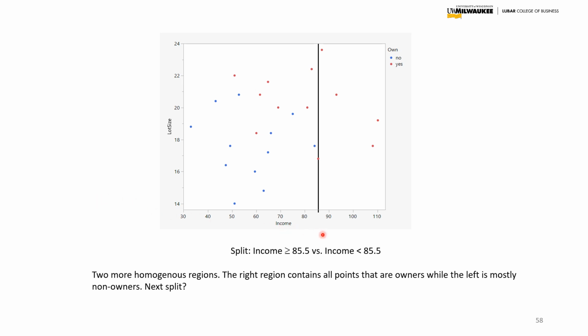We'll see that JMP will pick for this data set at the first step a split of income greater than or equal to 85.5 versus income less than 85.5. You see visually that for income greater than or equal to 85.5, which includes this point on the line, all the points are red. That means all the points are owners of riding mowers, while in the left region, it's mostly non-owners. The question now is, what should be the next split?